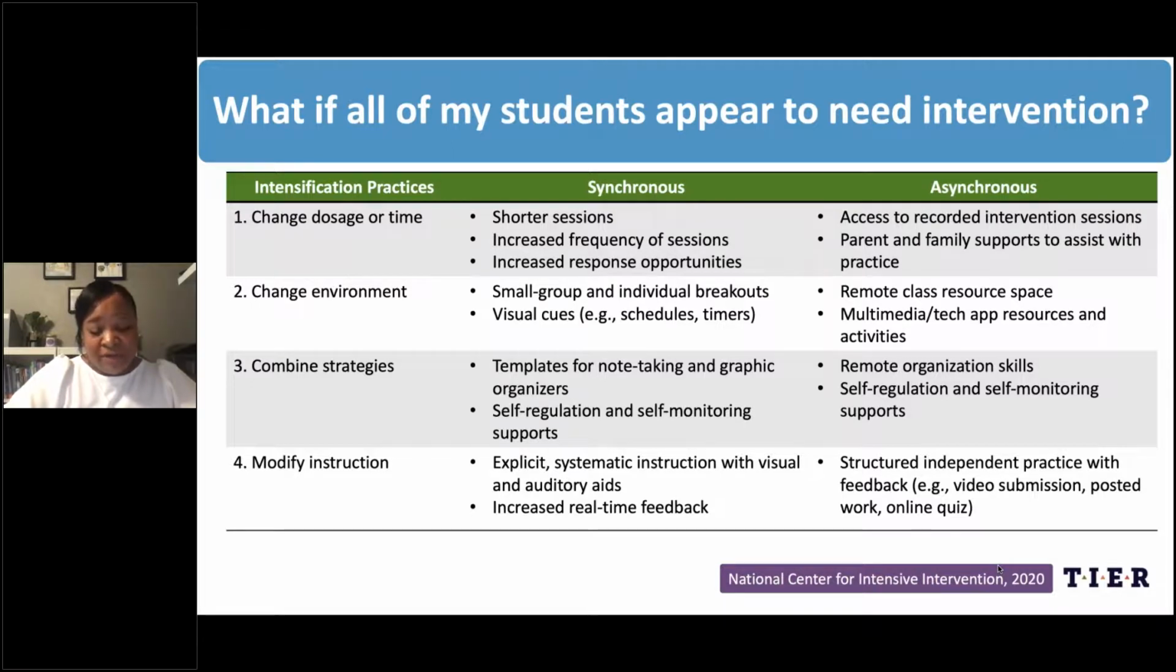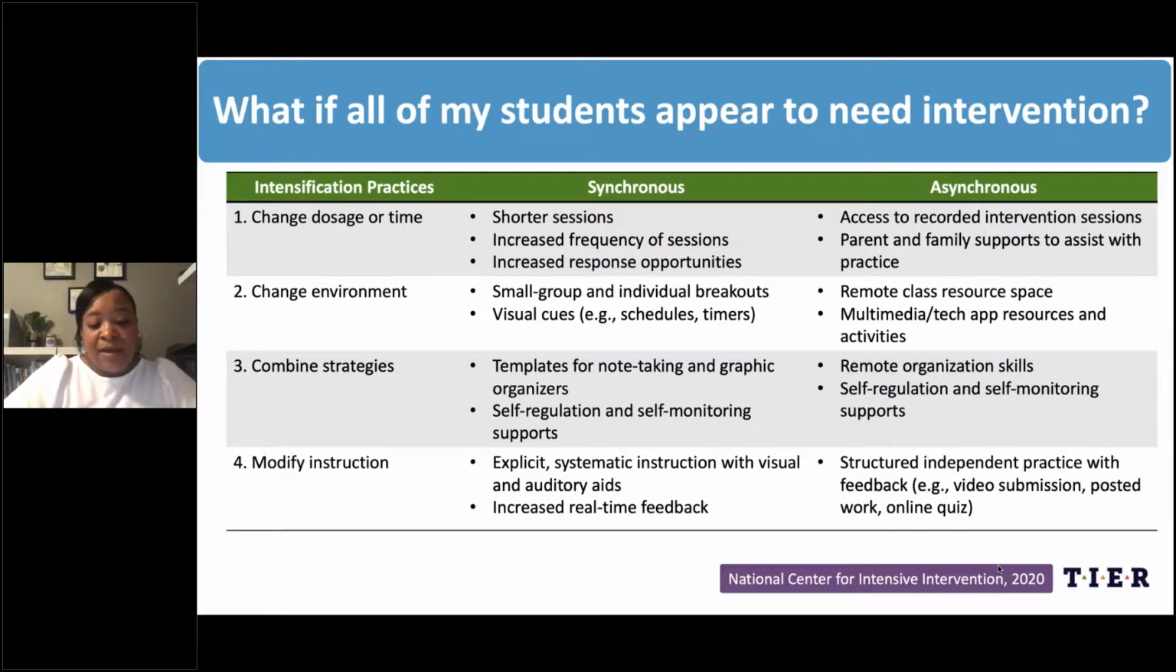When changing the learning environment to promote attention and engagement, synchronous intervention may include small group and individual breakouts or visual cues. As you noticed on the slide in the sample video, there were visual cues for the student there to see how he had progressed along the intervention. Changing the learning environment with asynchronous intervention may include a remote class resource space or a multimedia tech app with resources and activities.